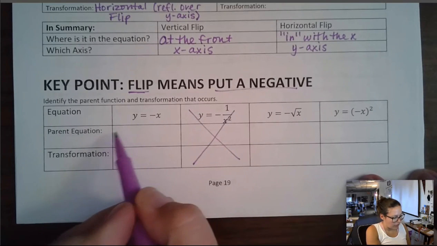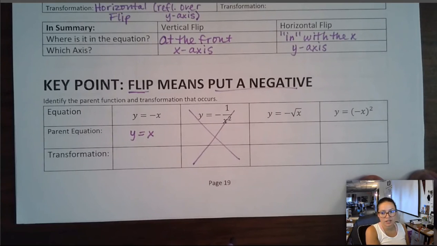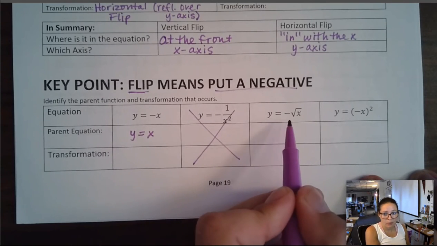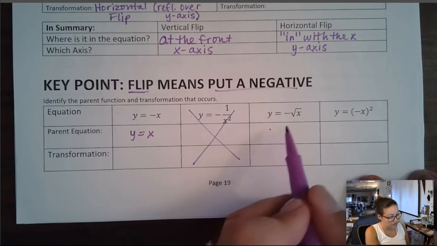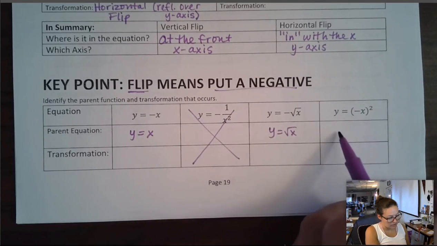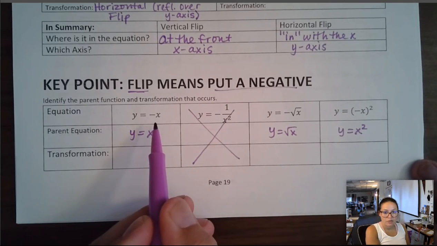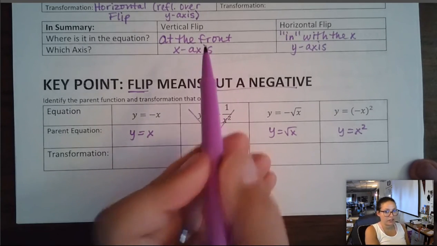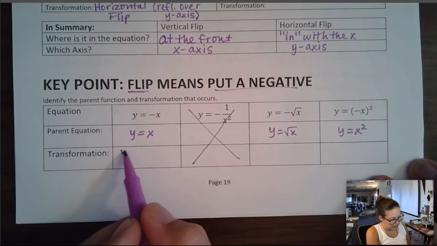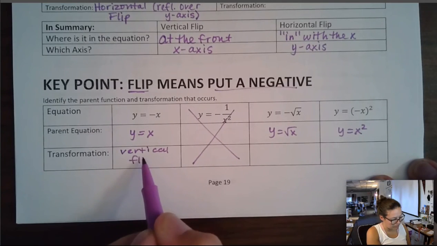Let's go through these pairing equations again. Y equals negative x. Well, that's just y equals x. Y equals negative square root of x. And y equals x squared. So this right here, that's a negative. Where is it? At the front. That is a vertical flip.